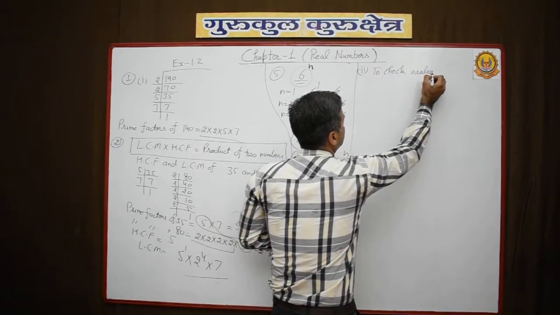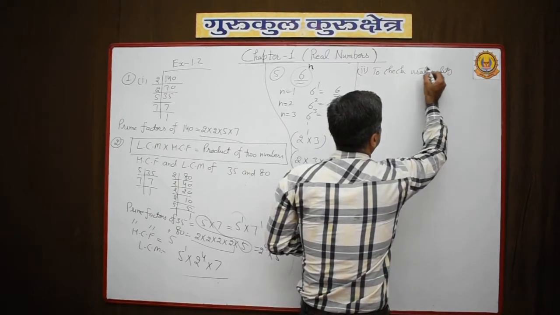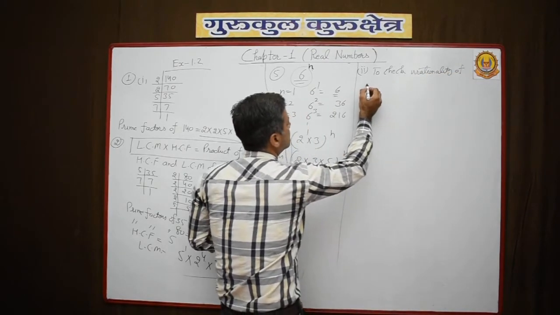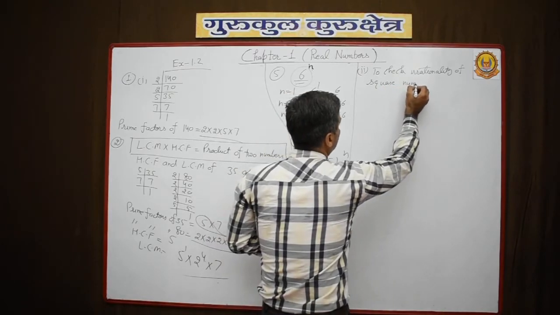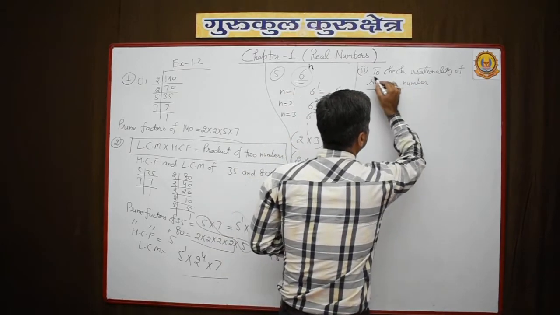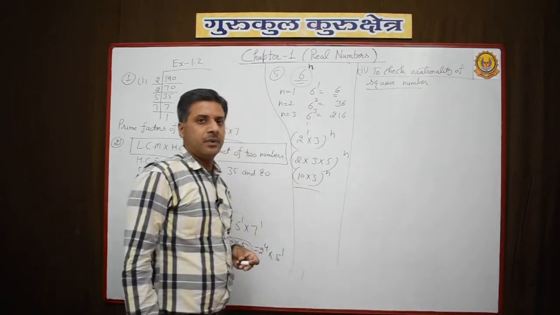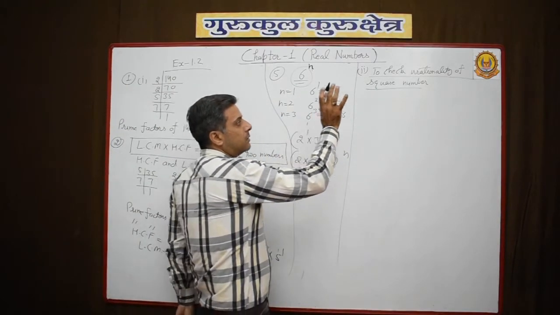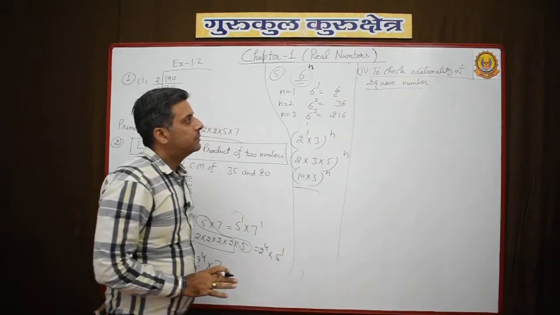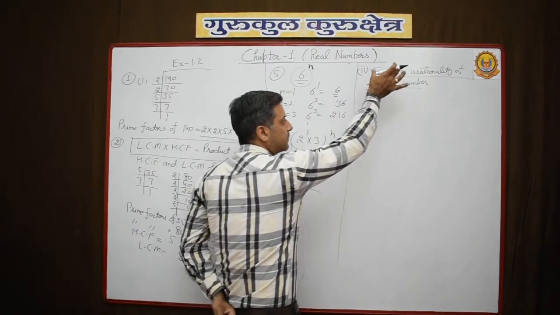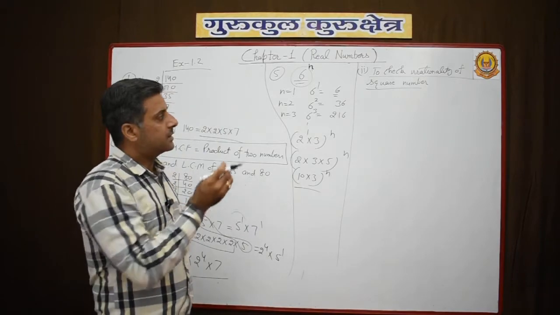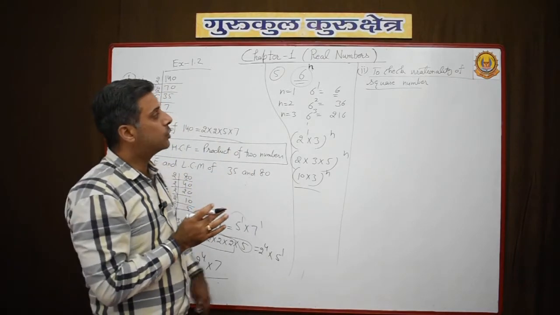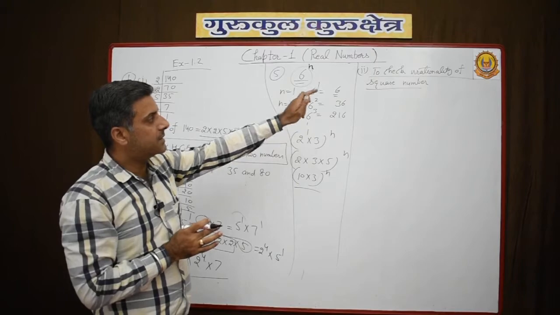irrationality of square root numbers. It means you have to check whether any square root number is irrational or rational. So this is an important question, and I am telling you the procedure to show whether any positive square root number is rational or irrational, and how you will prove a positive square root number is an irrational number.